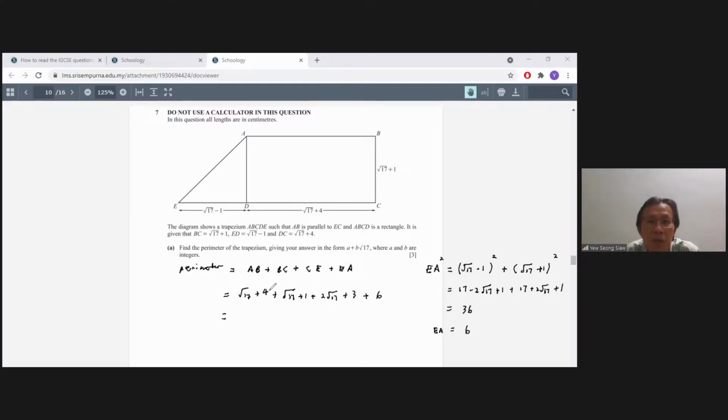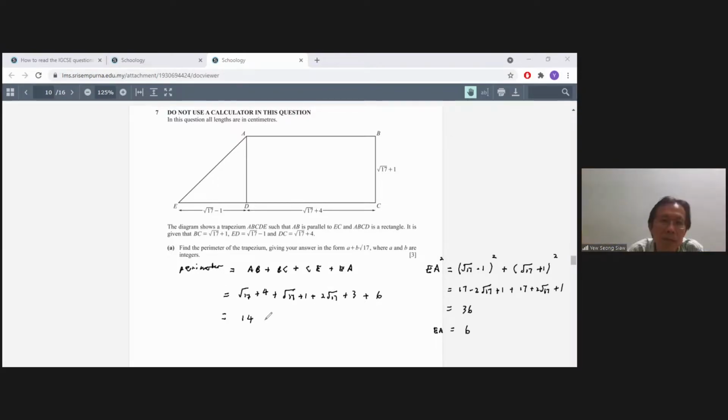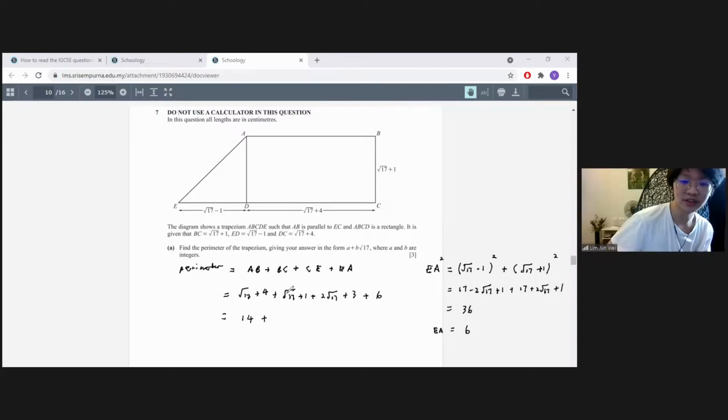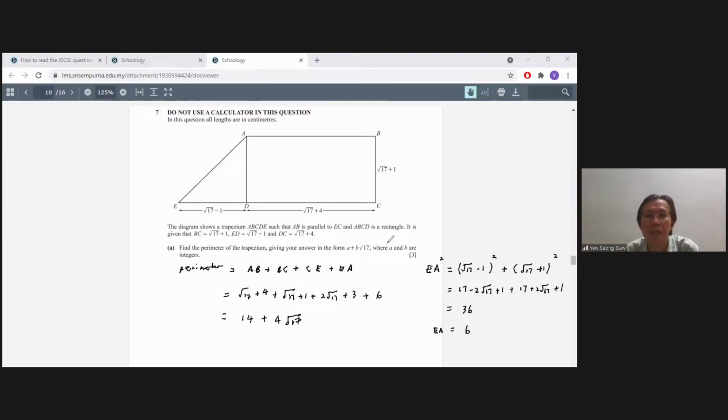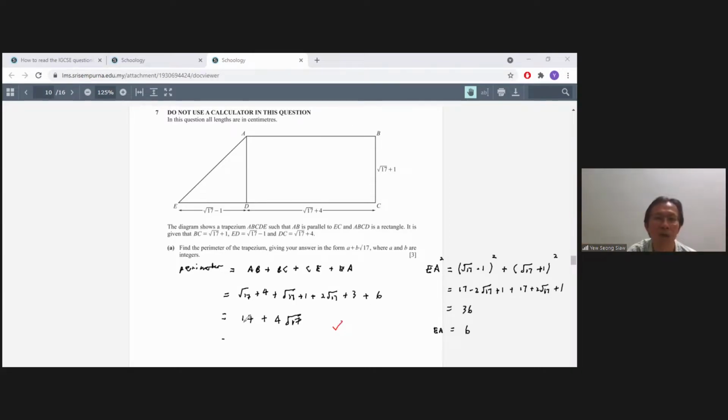Number, got how many numbers? 4, 1, 3, 6. 14. Surd 17, how many? 4 surd 17, I think. 4, yeah. So we want to find in terms of A plus B. Okay, so write properly. Correct already. Thank you. The answer is 14 plus 4 surd 17. Yeah, so perimeter done. Then you continue the second part.